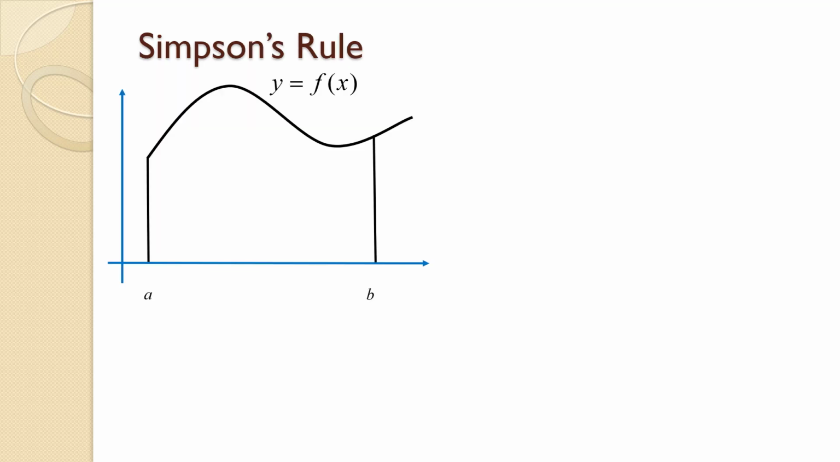So let's use that previous result in order to generate Simpson's rule. As before, let's assume that f is a continuous function on the interval from a to b. And also, for simplicity's sake, let's assume the function is positive. That way, the definite integral just represents the area underneath the curve and above this particular interval.